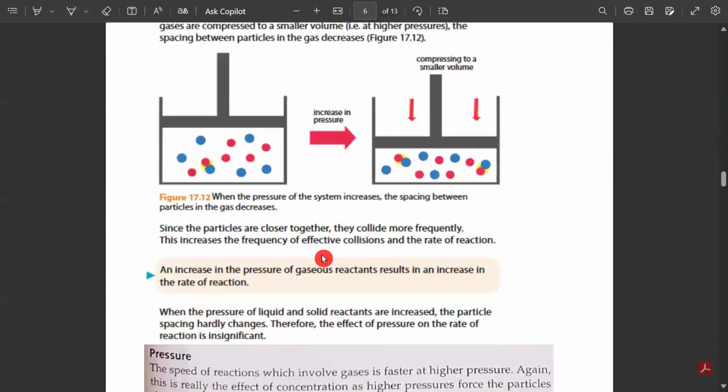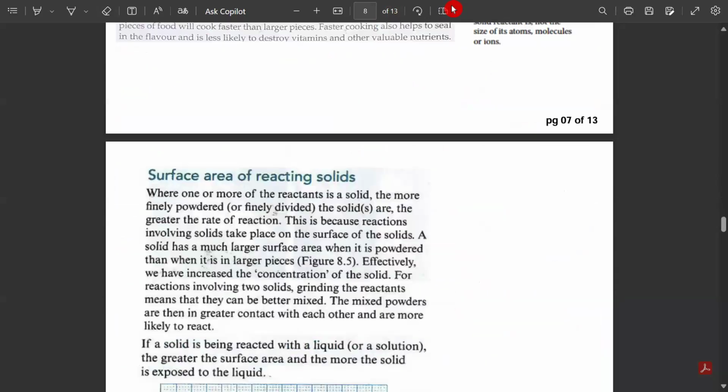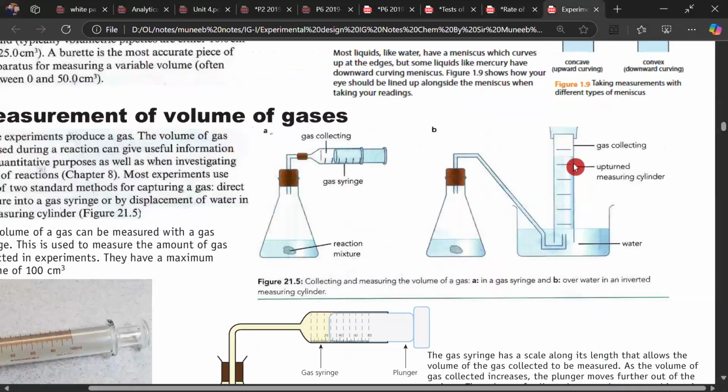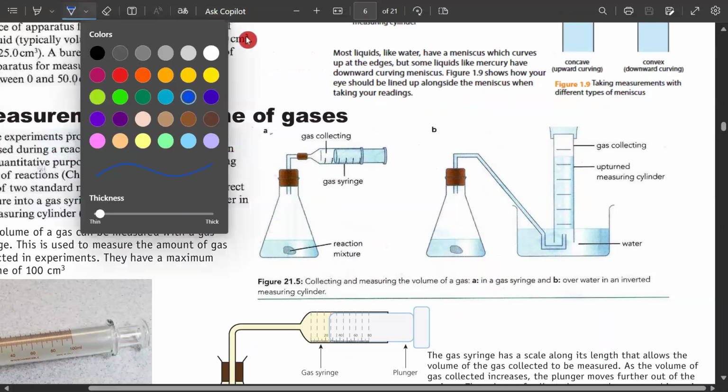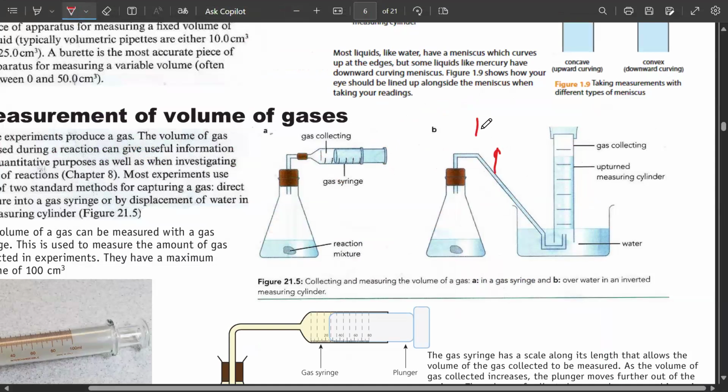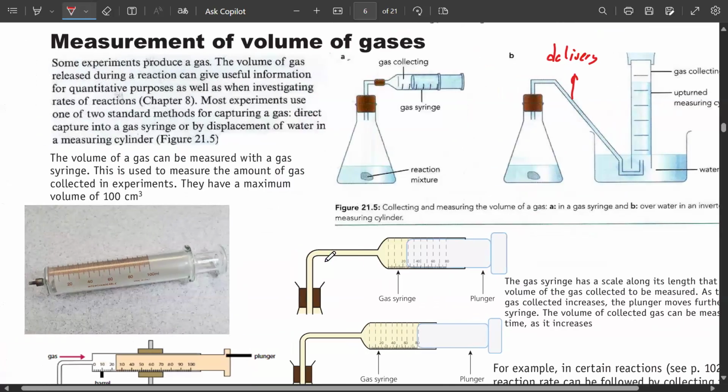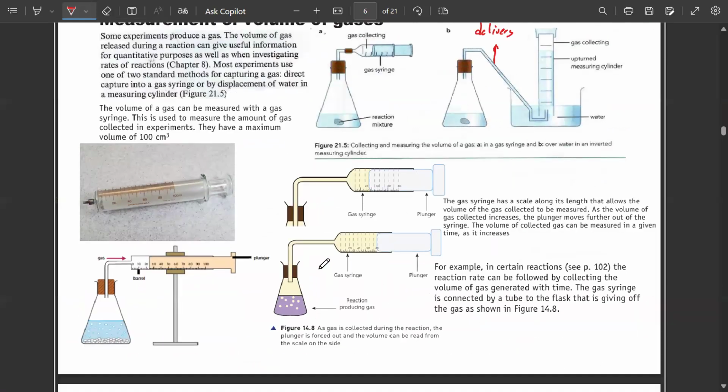So either use this experiment, or the other way is that you can draw another diagram. This is the second way of collecting the gas, which is a measuring cylinder turned upside down or inverted over the water. And this is a delivery tube, which you can use to transfer the gas from the conical flask to the water trough, and which goes up into the measuring cylinder. So these are the diagrams which you can draw for this particular experiment.